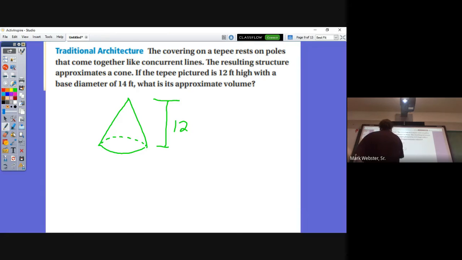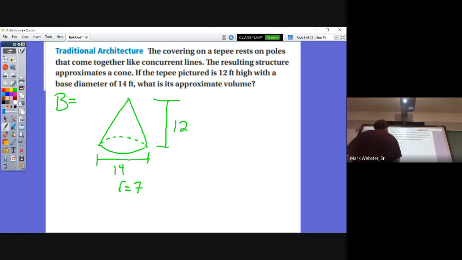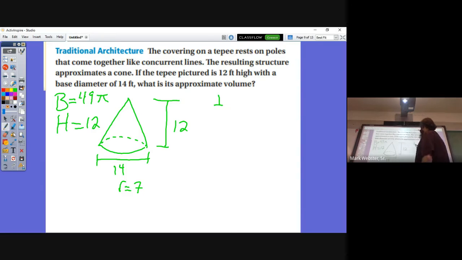And they tell us that the base diameter is 14. Right? Now let's find the volume. It's a circle, so we need the radius, which is going to have to be 7. 7 squared pi. And then they give you the height straight away. Hey, that's great. So now we're going to do 1/3 area of the base times the height.